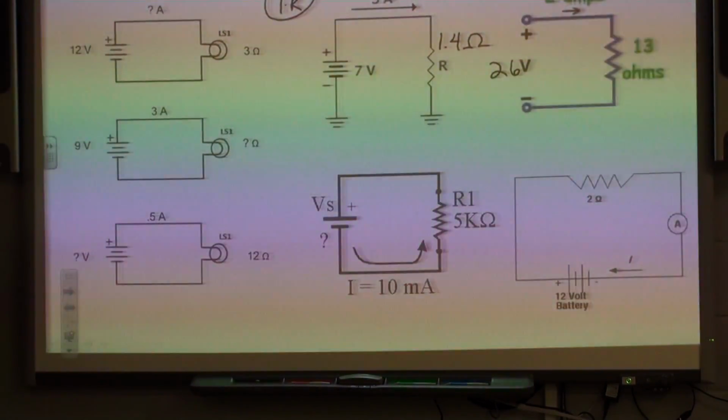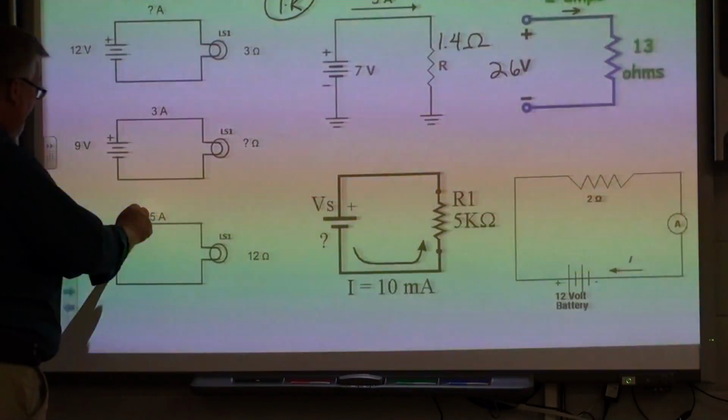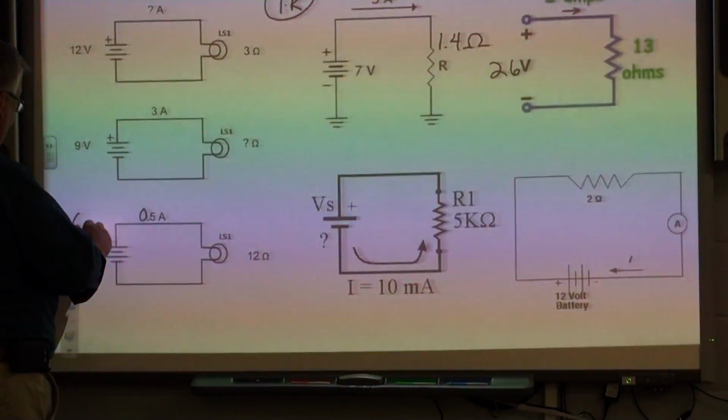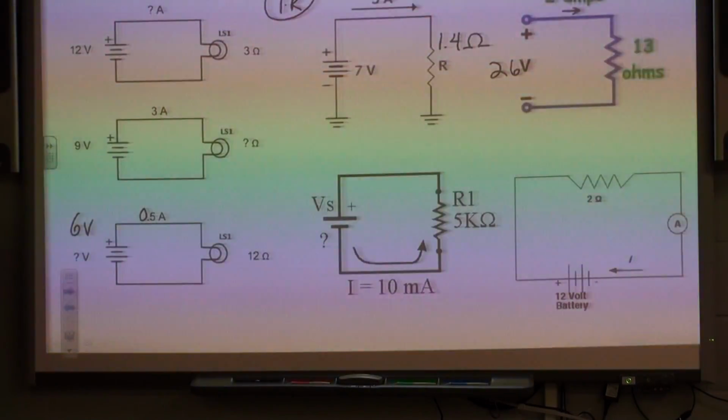All right, we have a current of half an amp, 0.5. I stole that one from the web, so don't blame me for not having a 0 there. We have 12 ohms, so what's our voltage? 6 volts. Everybody's caught up on that 0.5, having to multiply it. We simply take I times R, so 0.5 times 12 would give us 6 volts.